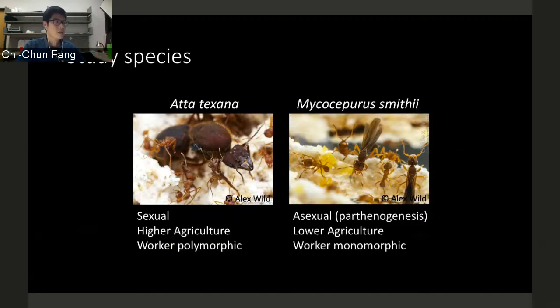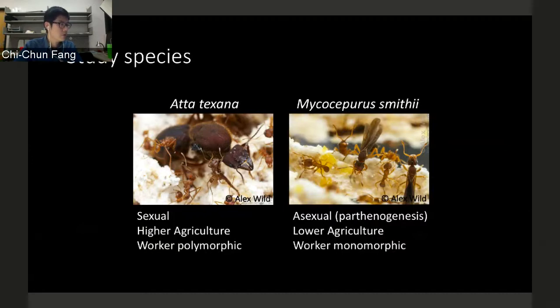Okay, and there are several features I want to point out to show how different these 2 ants are in different perspectives, like the ecology or even the reproductive system. First, Atta texana is sexual. They do have the male, but M. smithi, Microcephalus smithi, they're asexual. People also call them parthenogenesis.